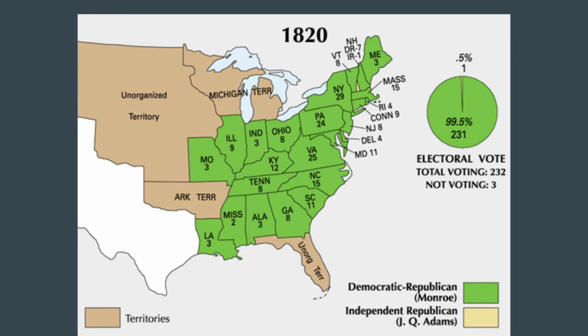1820, the Democratic Republicans, that's it. Now you do see this Independent Republican kind of hinting that there's maybe some division within, but not much. Just whatever the heck is happening here. New Hampshire apparently split their vote. So that's interesting, but we'll get back to that. So this is a clear indication that we've got one political party.